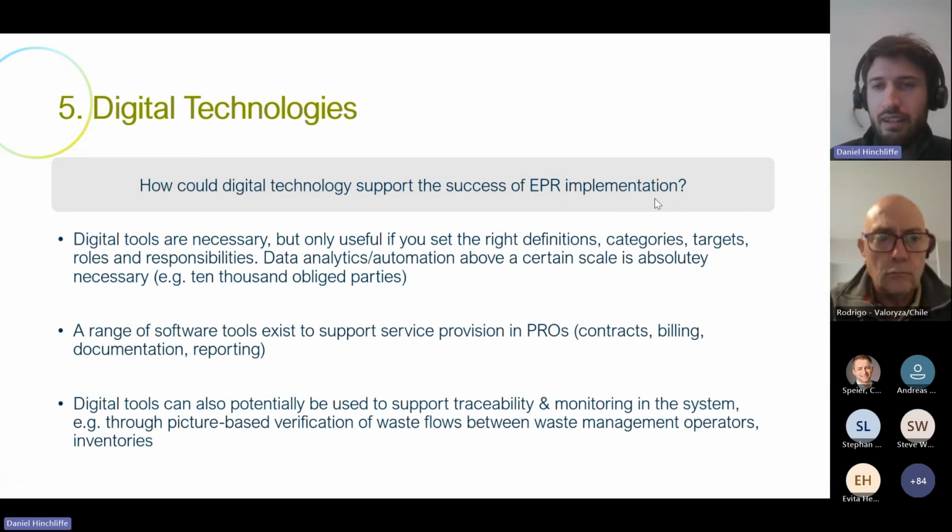And finally, a good question on digital technologies. So how could digital technology support the success of EPR implementation?